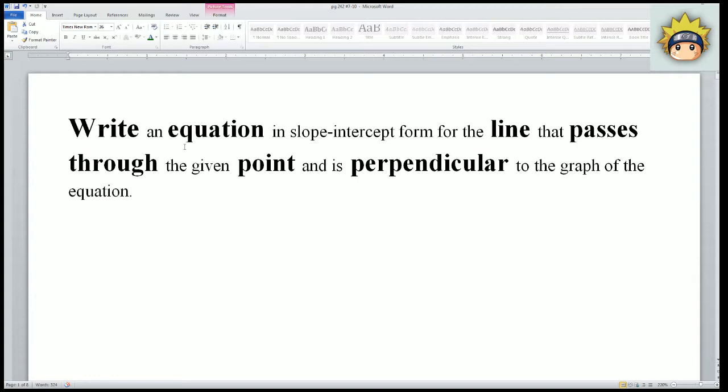Make sure you understand that we want to write an equation that goes through a certain point and that is perpendicular to another equation. Okay? Understand the directions before moving on.